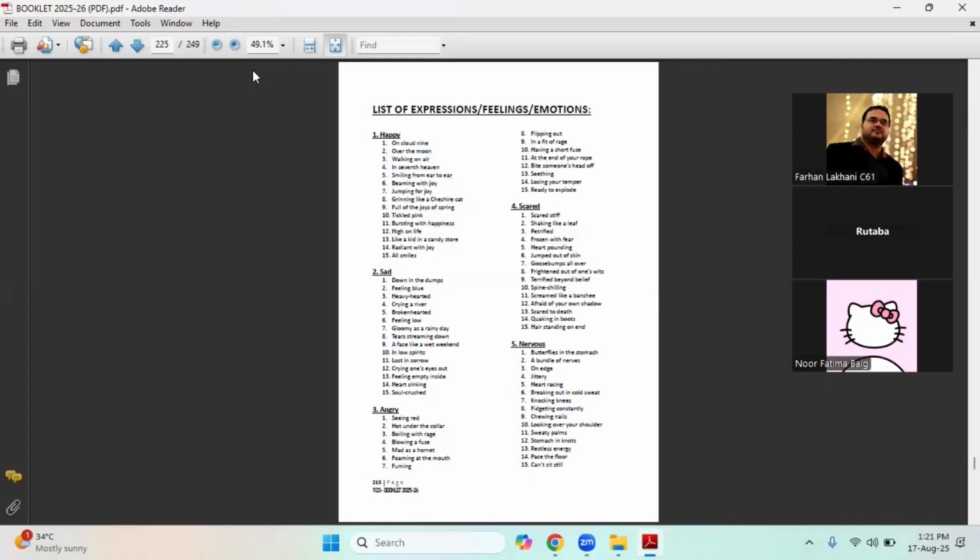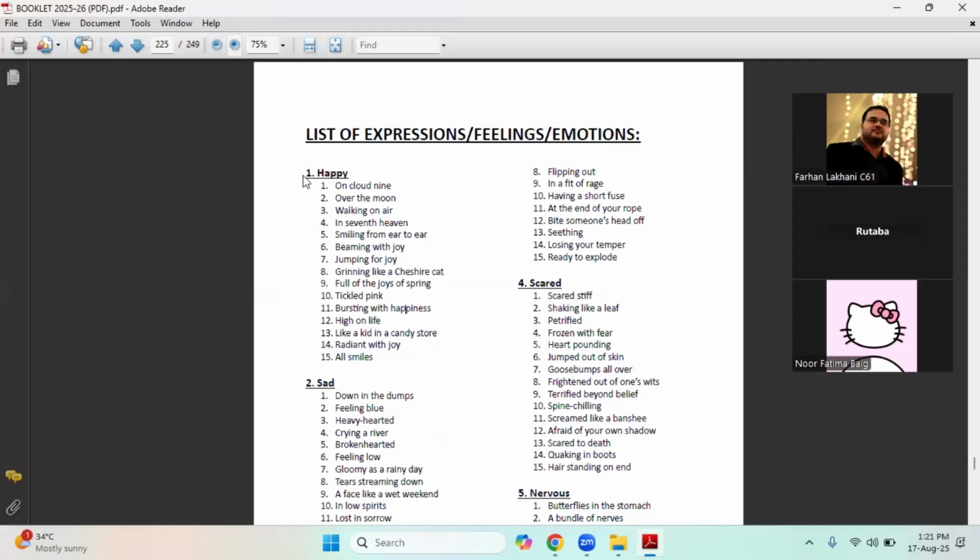I'll show it to you. Instead of the word happy, you can use I was on cloud nine, which shows happiness. I was over the moon. I was walking on air. I was in seventh heaven. I was smiling from ear to ear. So all these expressions show that you are happy. So instead of using simple vocabulary like happy, you can use advanced vocabulary. So you need to go through them.